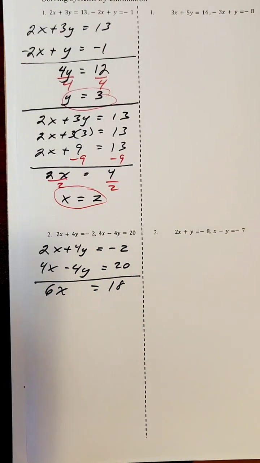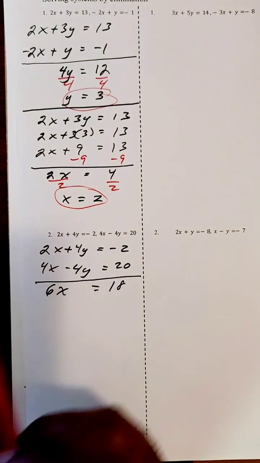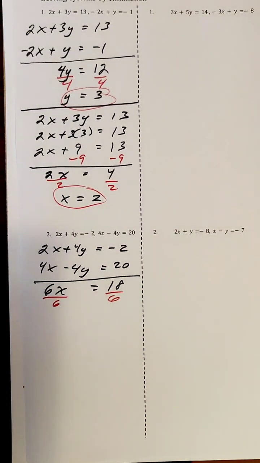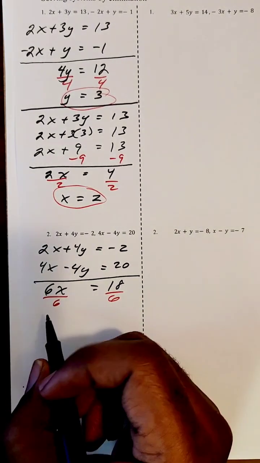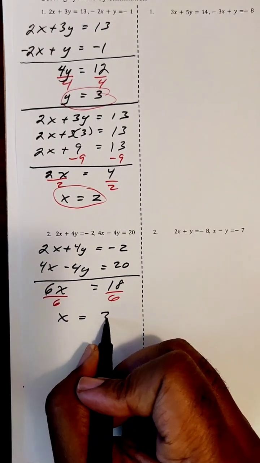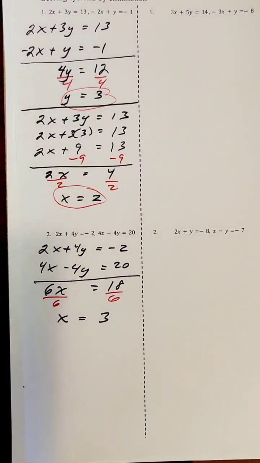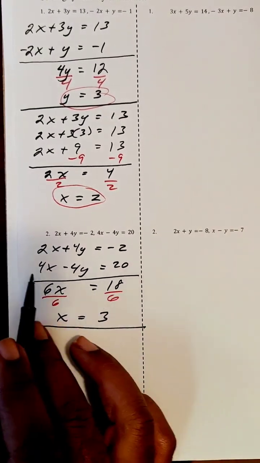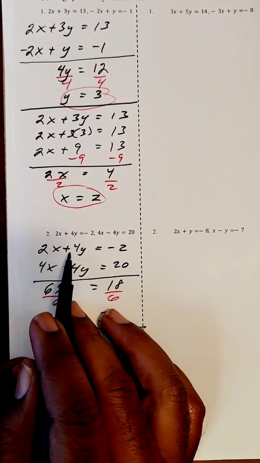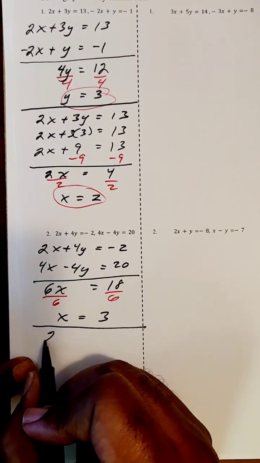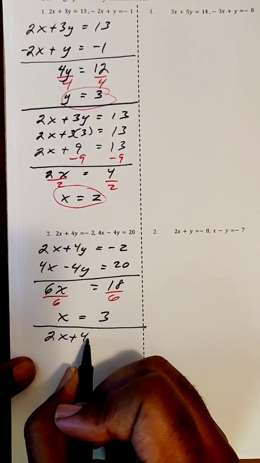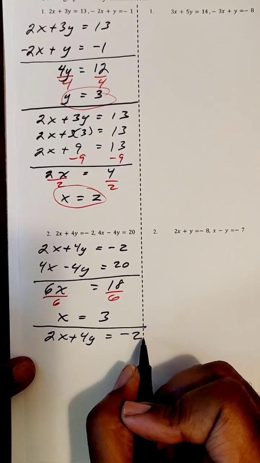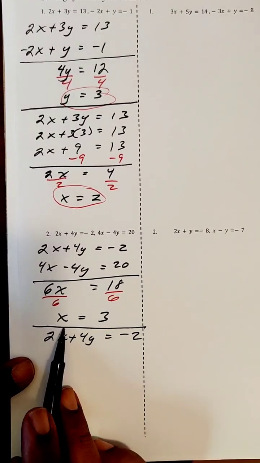Now I'm going to divide both sides by 6 in order to isolate the x. And we'll get 1x equals 3. Okay, now we have that x is 3. We're going to choose one of the two equations. I'm going to choose the 2x plus 4y equals negative 2. So 2x plus 4y equals negative 2. And I'm going to substitute 3 for x.